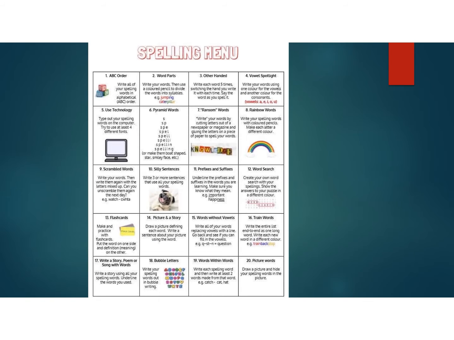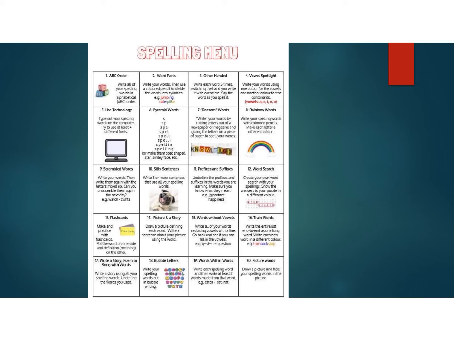I'm going to go over each of the tasks in order on the spelling menu. So the first task is ABC order, and for this all you need to do is write out your spelling words in alphabetical order. The second task is word parts. Word parts are when you write your words and then use a coloured pencil or pen to divide the words into their syllables. For example, you have jumping, where it is split the word into its syllables.